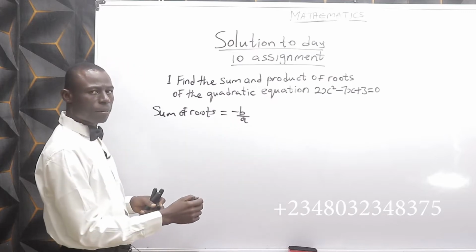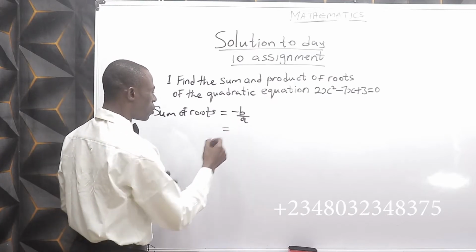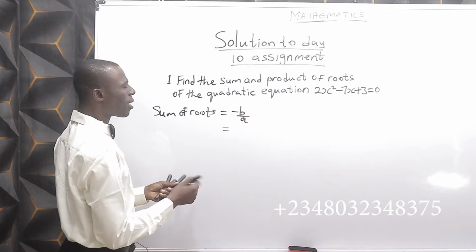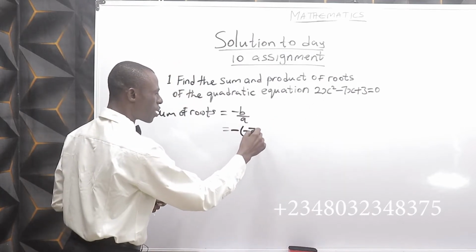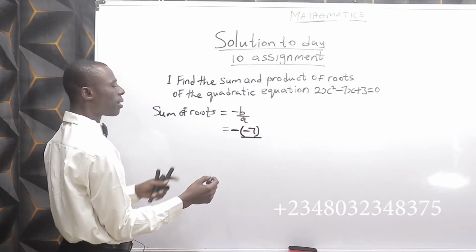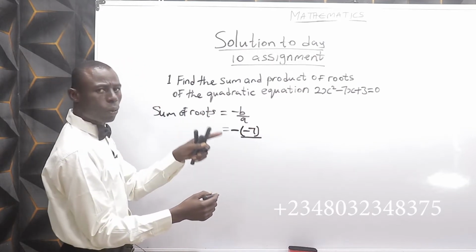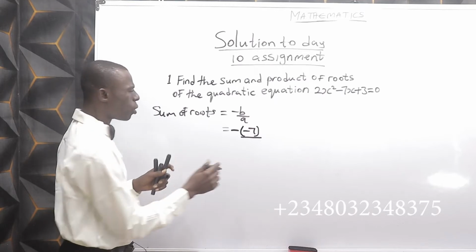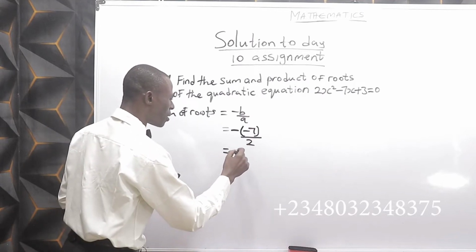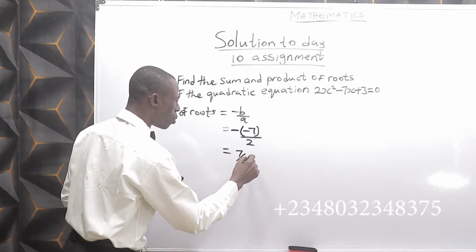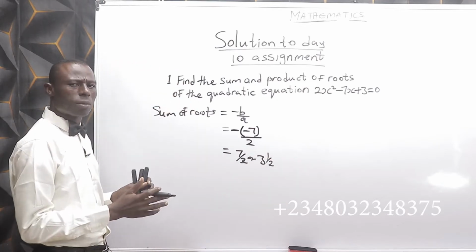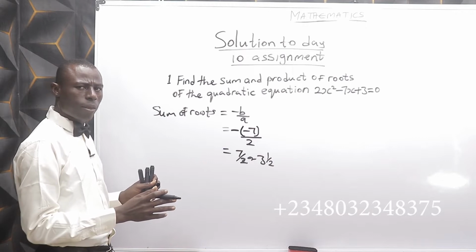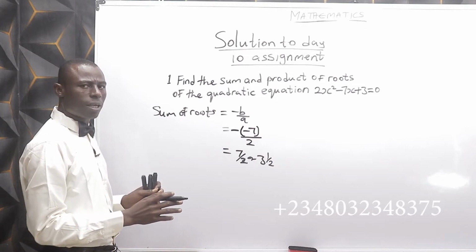Minus b over a, your b here is minus 7. So you have minus into minus 7 divided by a. A in that equation is 2. You have 2. Answer is 7 over 2 or 3.5. That is the sum. It's as simple and straightforward as anything.